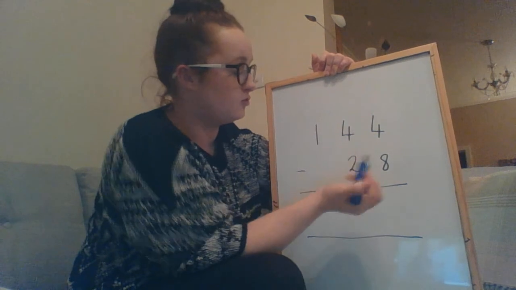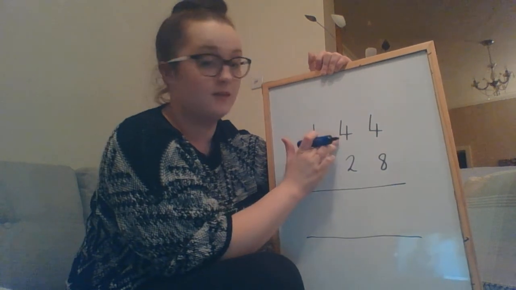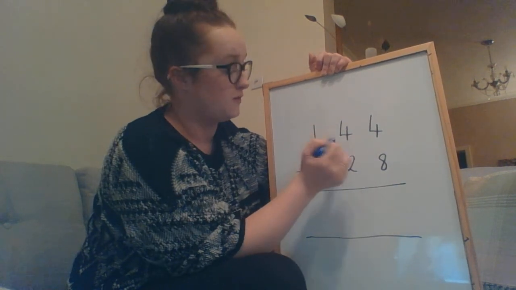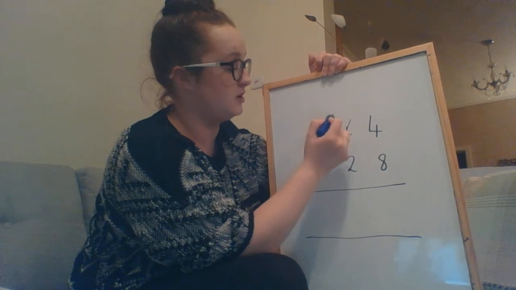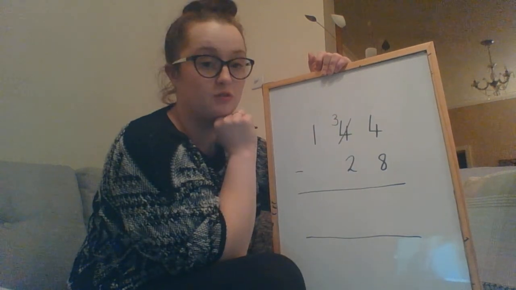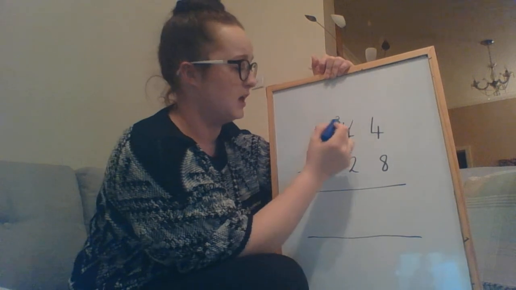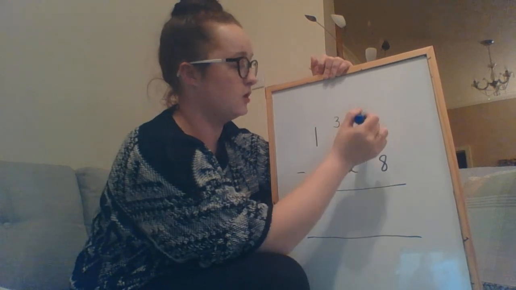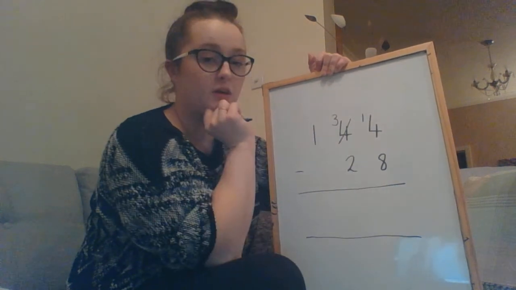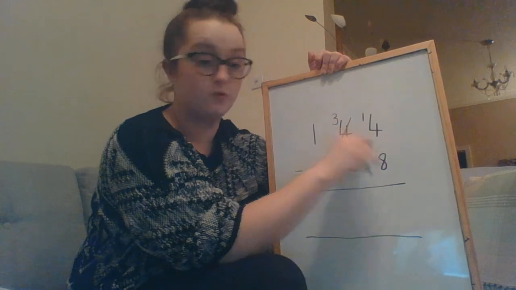So what I'm going to do, I'm going to borrow a 10 from this 40 here. So if I borrow a 10, that 40 changes to a 30, so I'm going to put a 3 there to represent 30. And I'm going to take that 10 that I borrowed and put it next to this 4 there. So it changes from a 4 to a 14.